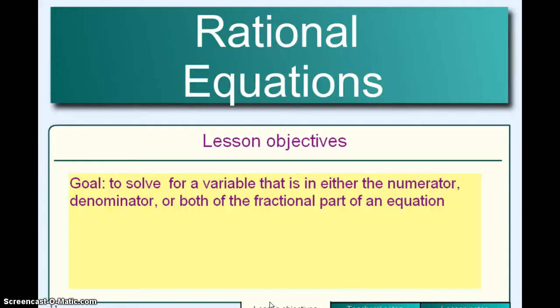Hi everyone. Today we're going to talk about rational equations. Our goal is to solve for a variable that is in either the numerator, denominator, or both of the fractional part of an equation.